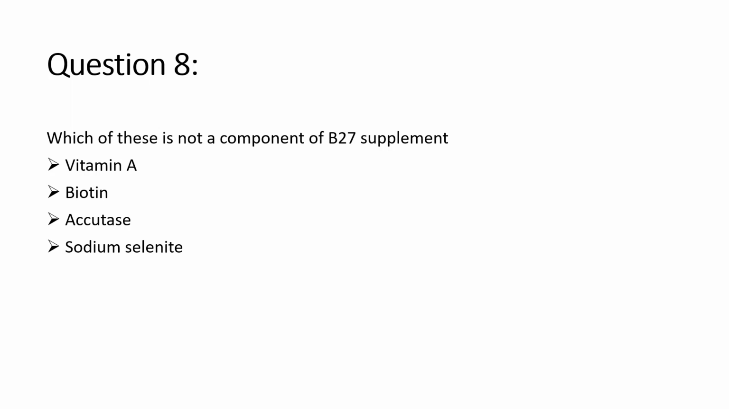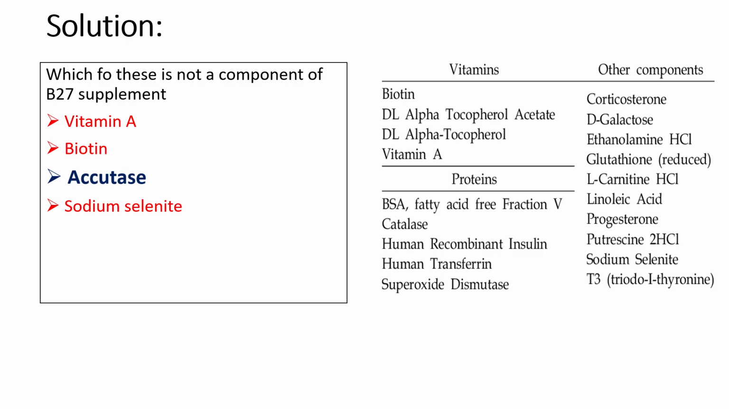So a couple of you are saying it should be option C. So let's see. Yes, option C, that is accutase, is the right answer. These are the components which are generally present in B27: we have biotin, vitamin A, and sodium selenite. Apart from this, we also have other vitamins, proteins, and components. Depending upon the manufacturer producing the supplement, these components can be varied to contain or not contain some of these components. So accutase is the right answer.